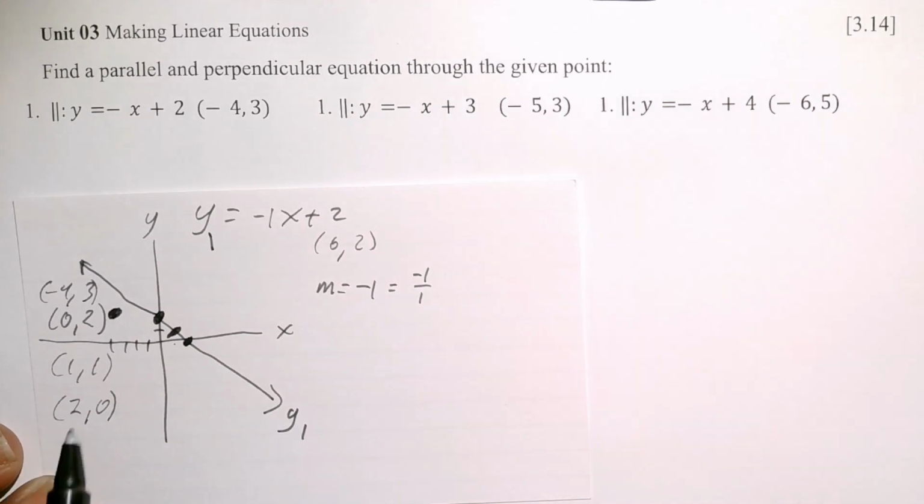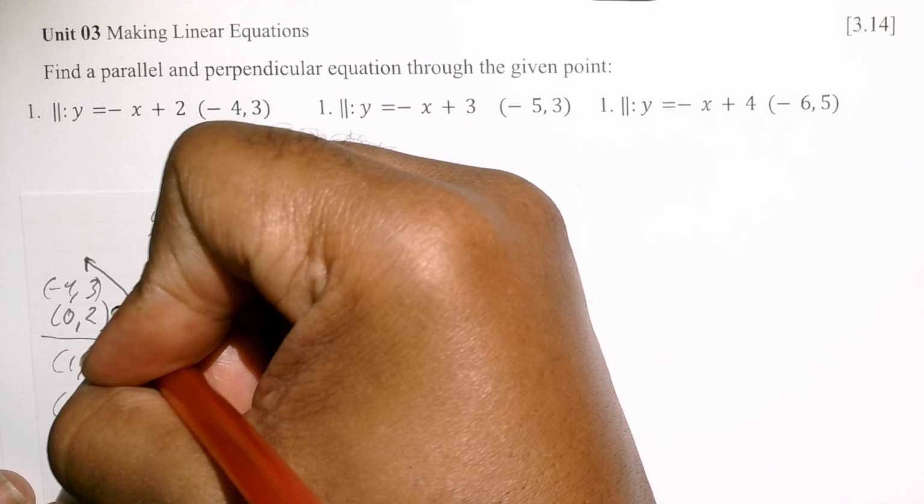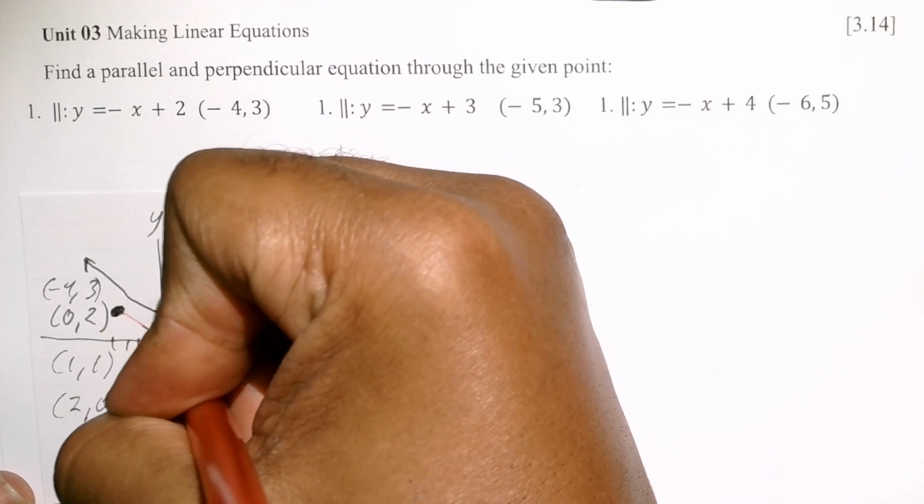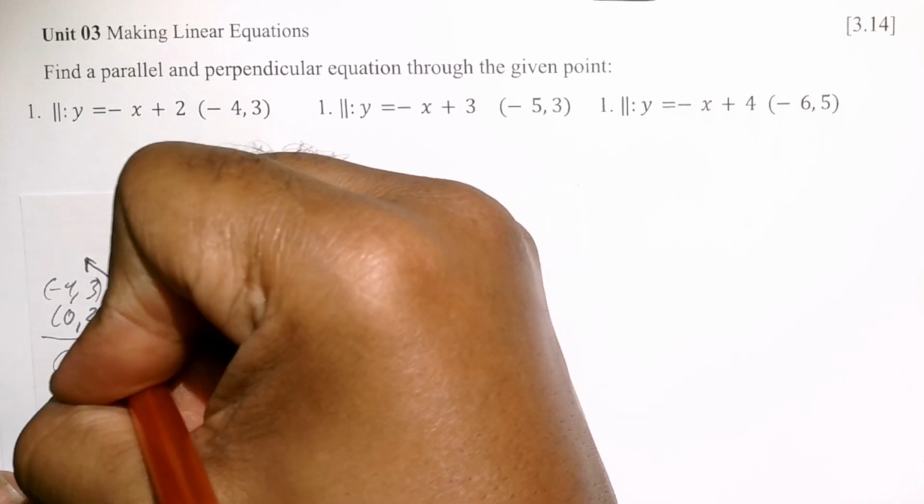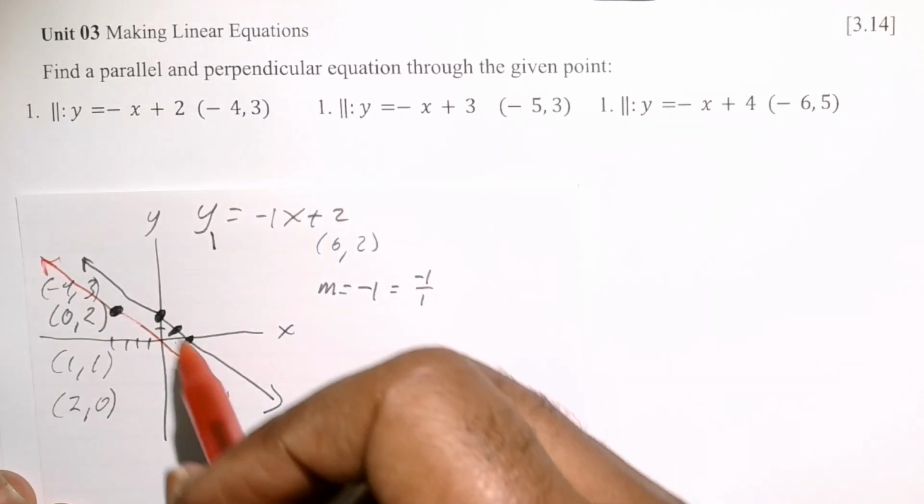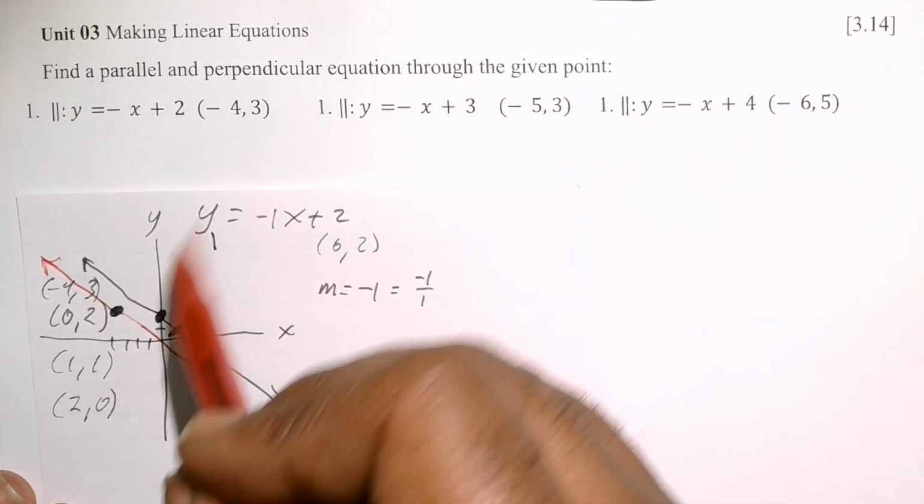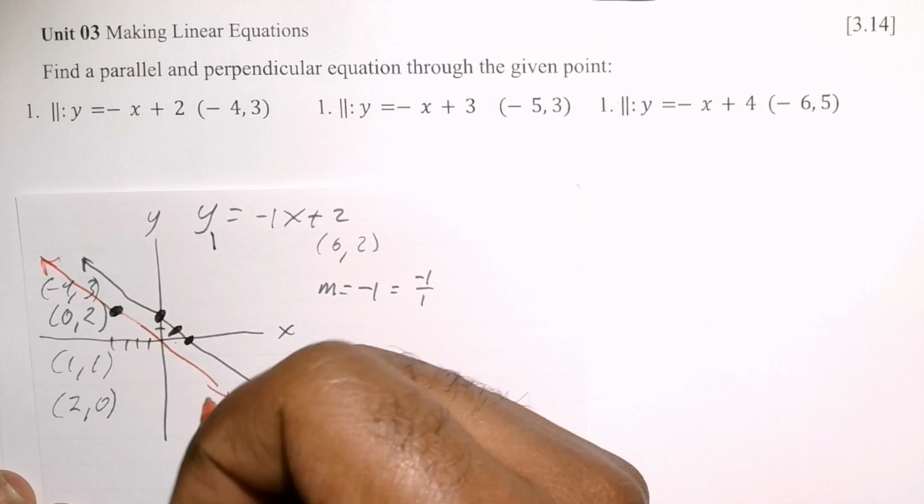What we're trying to do is create a new line that's going to be parallel to this one, and it has to go through the negative 4, 3. So let me kind of sketch such a line. It's going to look something like this. So we want the equation of this new red line that's going to be parallel to the old one, but also go through negative 4, 3. We'll call that y2.